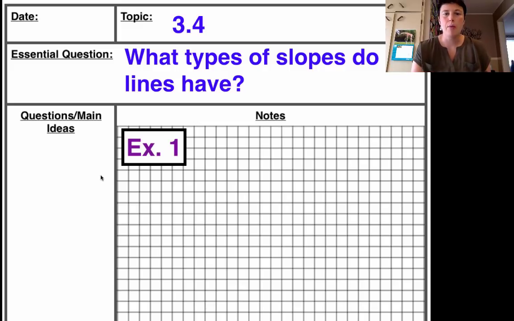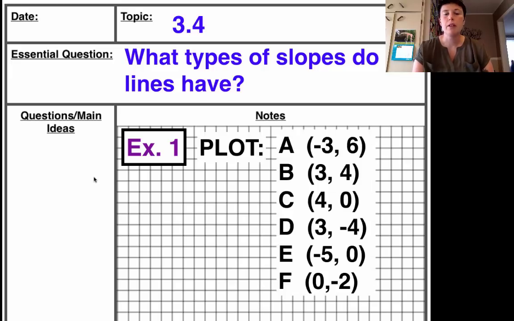So for our notes today, we're going to do one problem, and you're going to need some space, and you're going to want to be nice and neat to make this turn out good. I might even recommend a couple of colored pens or pencils to really highlight different parts of this graph that we're going to do. So here's the plan. We are going to plot a series of points on a graph. We're going to plot A, B, C, D, E, F on a graph.